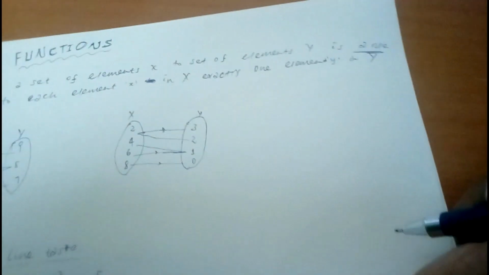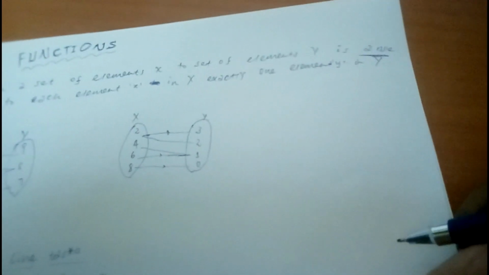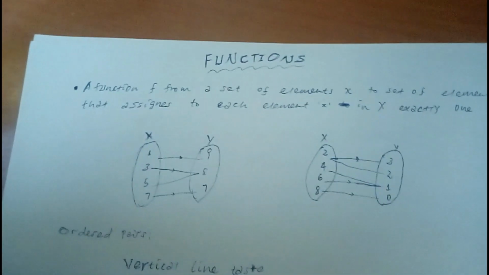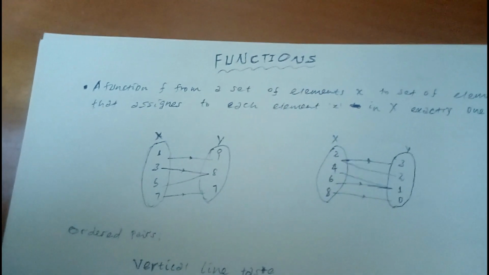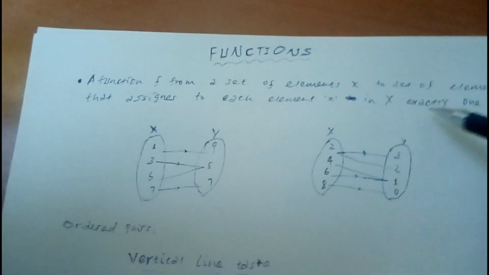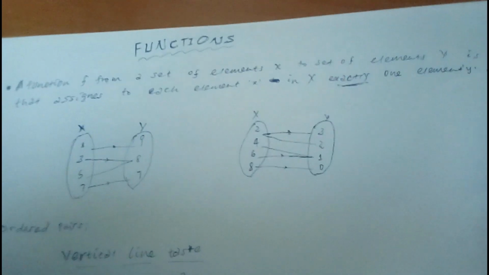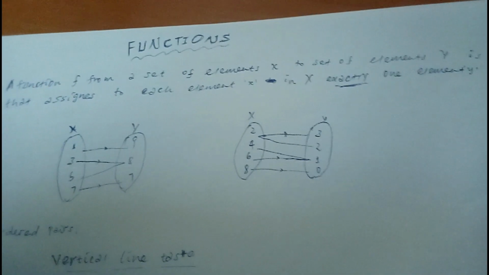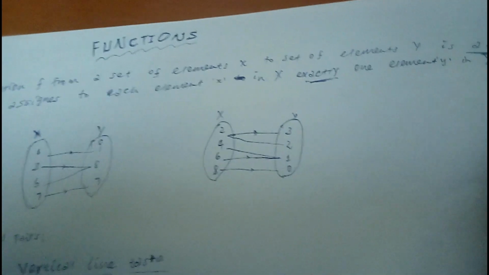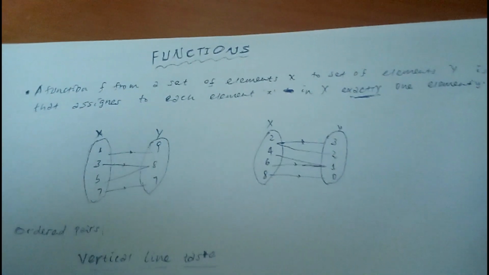A function f from a set of elements X to a set of elements Y is a rule. A function is just a rule. Which kind of rule is it? It is a rule that assigns to each element x in X exactly one element in Y. This is the short and precise definition of a function.